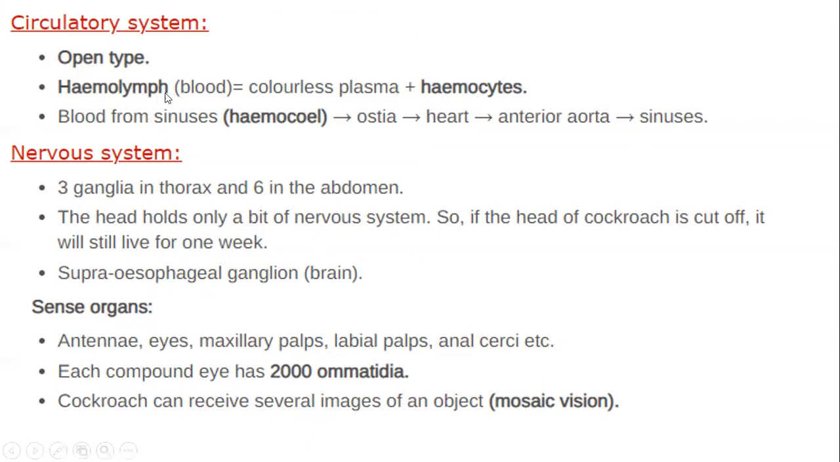Hemolymph is the blood, that is colorless plasma plus hemocytes. Blood from sinuses, that is the hemocoel, moves on to the ostia, then to the heart, then to anterior aorta, and moves on to the sinuses. Okay, very sorry.